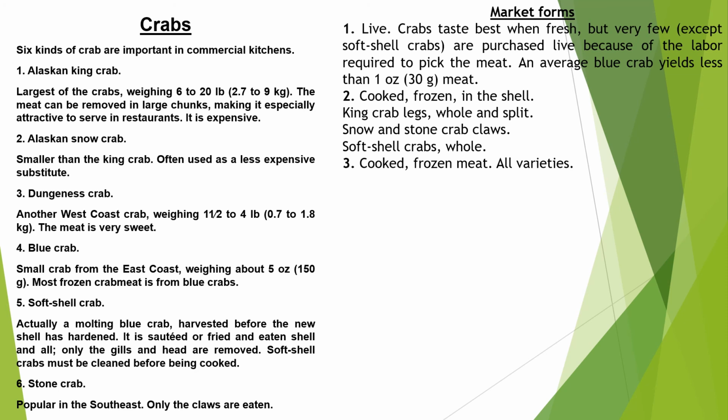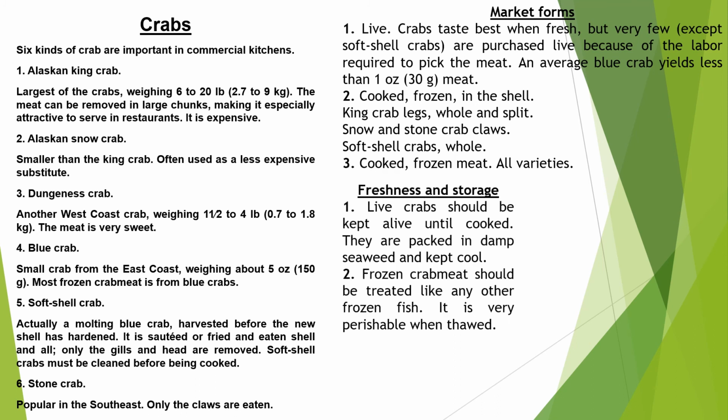An average blue crab yields less than 1 ounce of meat. Cooked frozen in the shell: king crab legs whole and split, snow and stone crab claws, soft crabs whole, and cooked frozen meat, all varieties. So these are the market forms. You can find live, but this is rare. You can find cooked crabs and cooked frozen meat. Those are the main ones. This is the point. You can read this information in your handout as well.